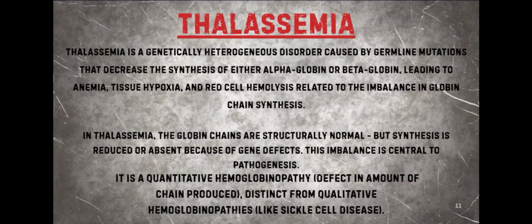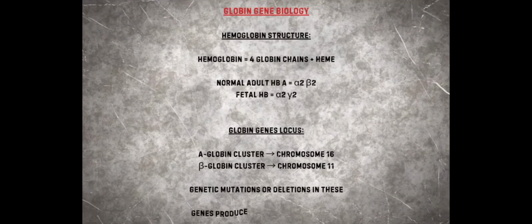Thalassemia is a quantitative hemoglobinopathy, distinct from qualitative hemoglobinopathies such as sickle cell disease. In normal hemoglobin structure, we can see four globin chains and heme. In normal adult hemoglobin, there are two alpha chains and two beta chains. In fetal hemoglobin, there are two alpha chains and two gamma chains.